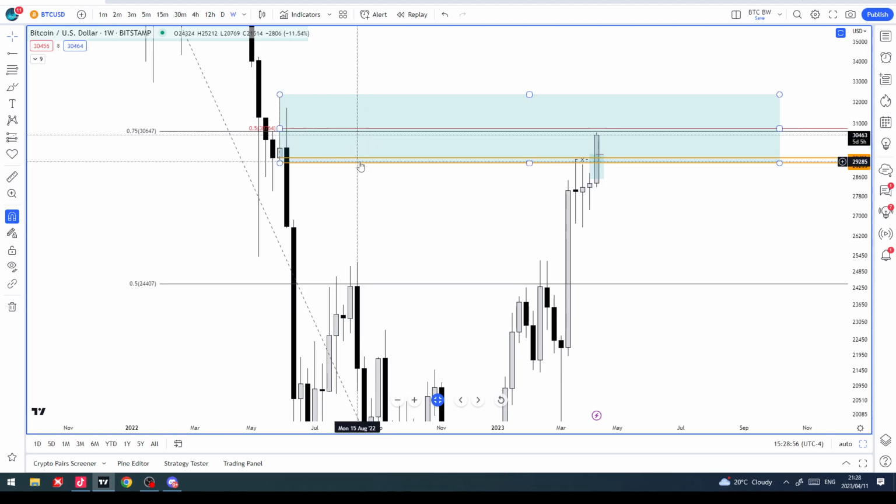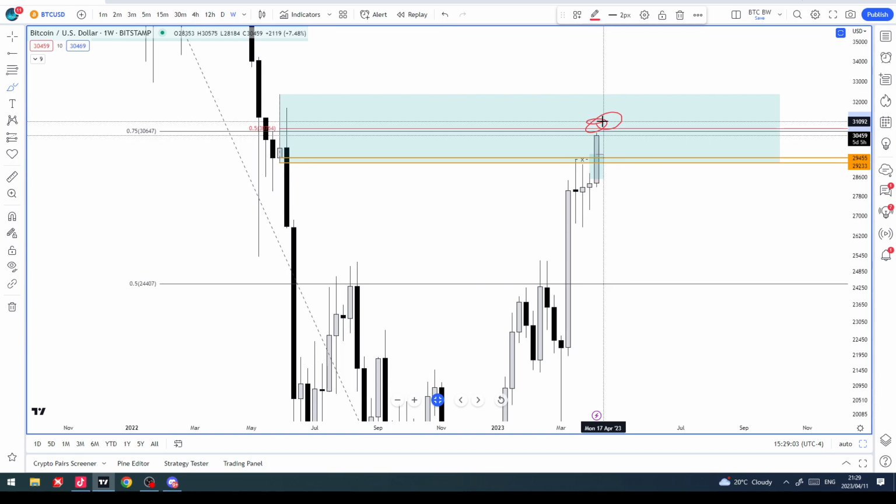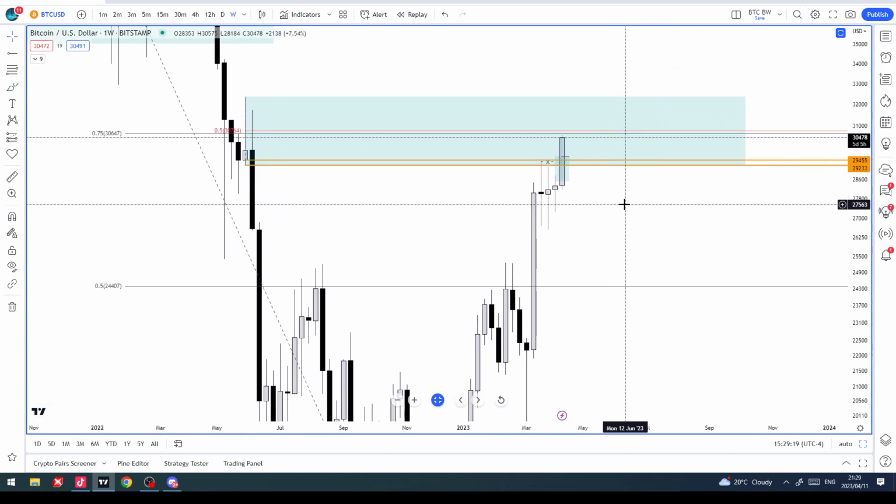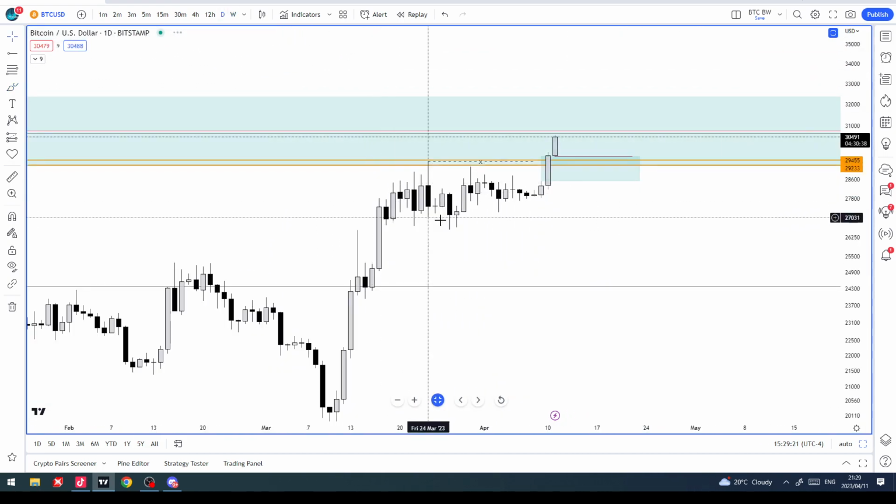Tap the screen if you're in the chat. Okay, do we close above here? Closing above here on a weekly level is more bullish. Going above it and then closing below, I'd be less bullish on this because we have respected the mean threshold of this order block on a weekly level. Make sense? Drop back down to a daily.